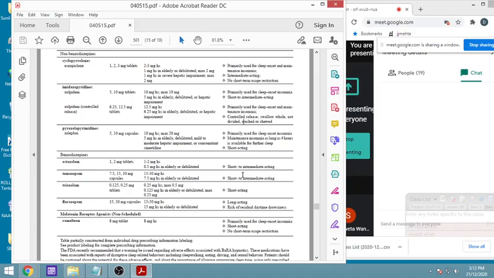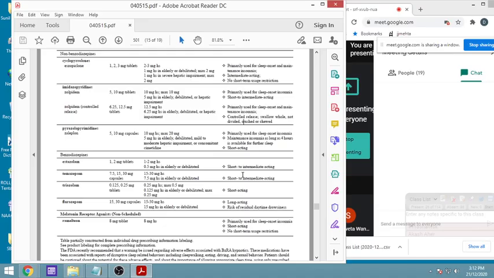Triazolam is available as 0.125 or 0.25 milligram tablets. This is a short acting one, and the duration of action is less in that.